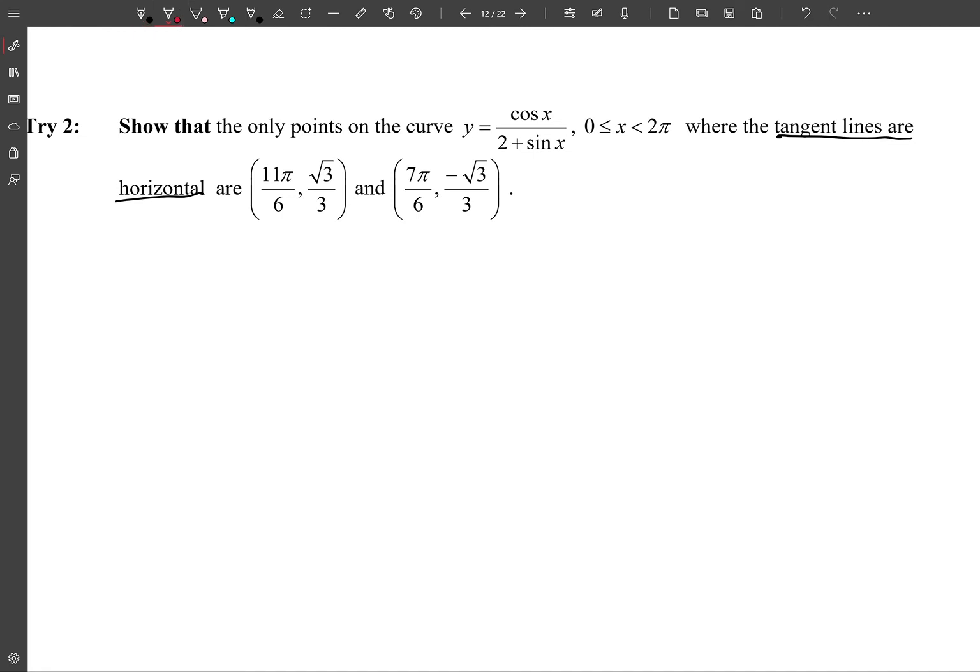So the first thing we should note is what it means to be a horizontal tangent. Remember, the tangent comes from the derivative. The derivative is the slope of the tangent line, and lines that are horizontal have a slope of 0. So the horizontal tangent means that the derivative, dy dx, is 0.